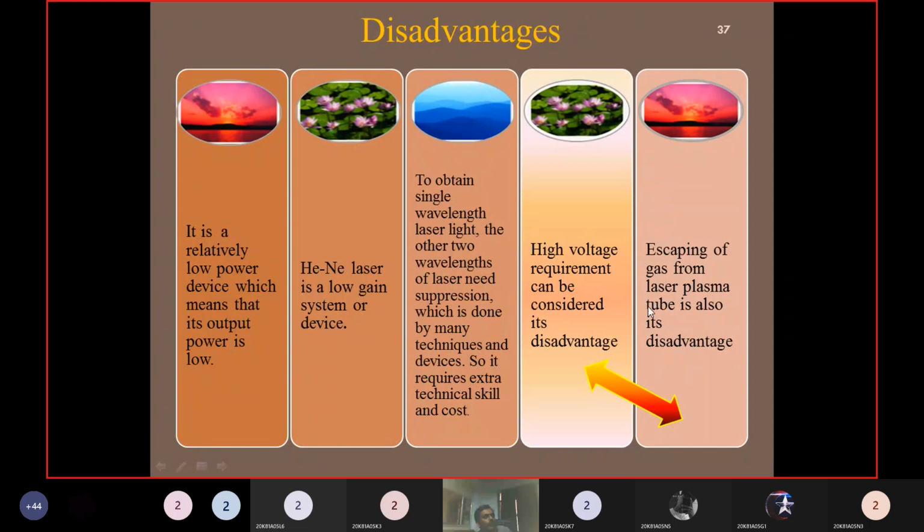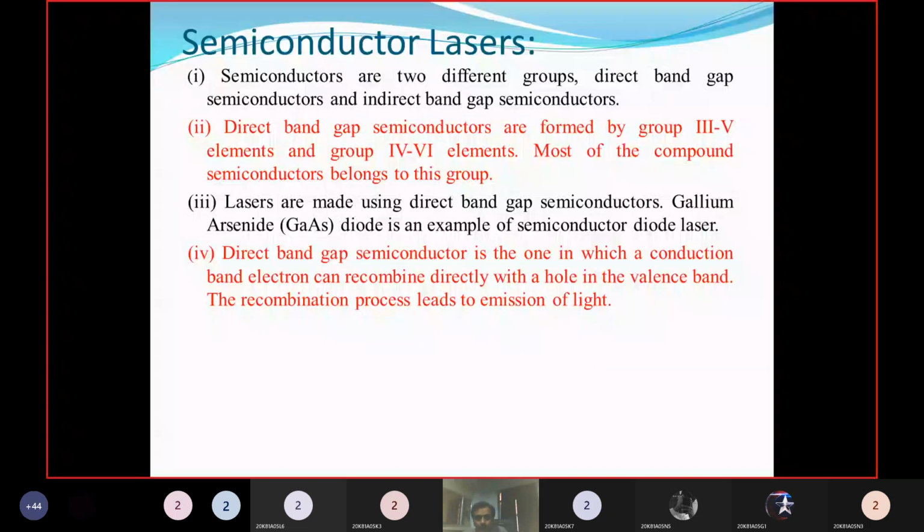When we apply the high voltage, what happens? It goes to the plasma state, so there is more chance of the gases escaping. That is another disadvantage of the helium neon laser.